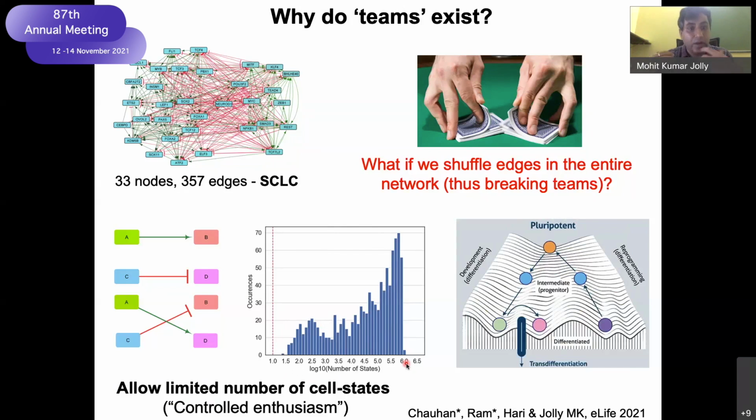So again, one other possible reason for teams is that it allows for only a limited number of states, and it constrains the solution space. Because otherwise you have 20,000 molecules in a cell, and even if you talk about on or off in a very binary manner, you have 2 to the power 20,000 possible solutions, but we only have around 200 cell types. So where is this canalization, where is this limitation coming from, which allows for only a fixed number of states and not an infinite combination there?